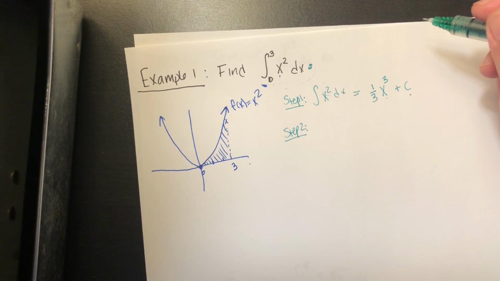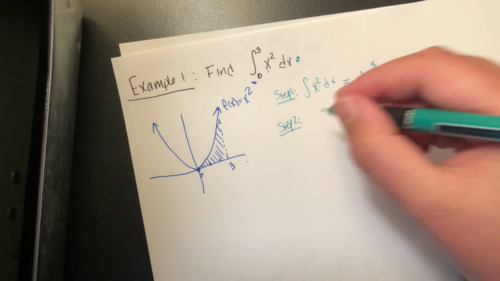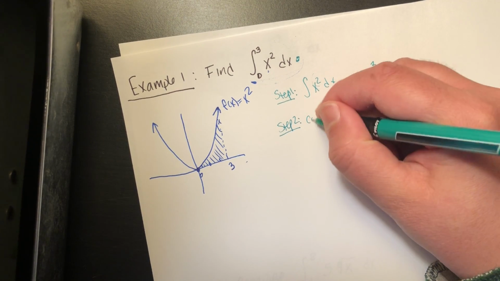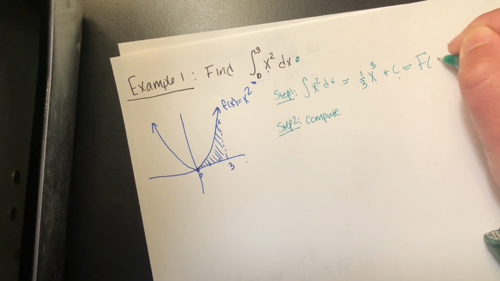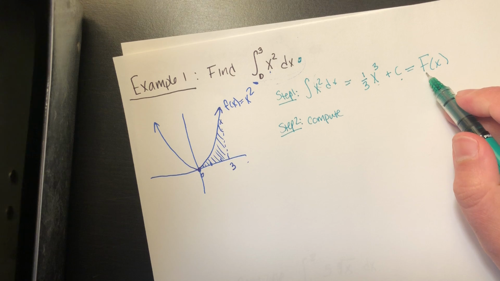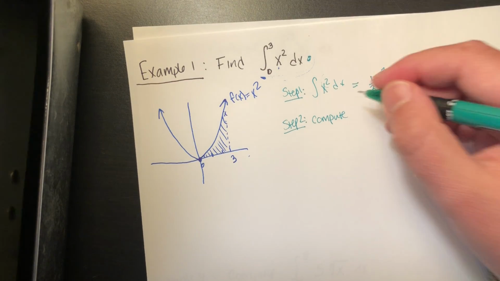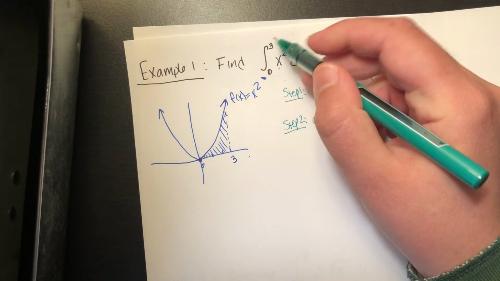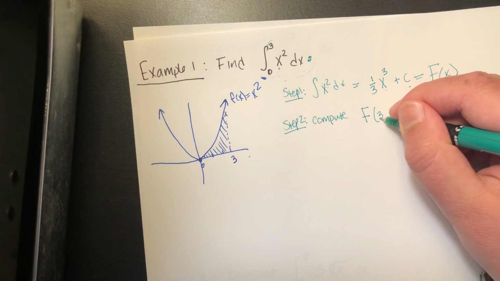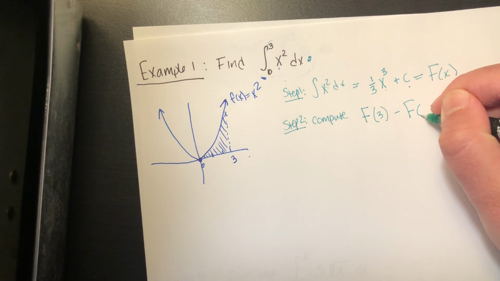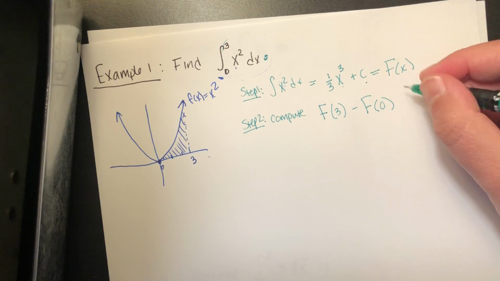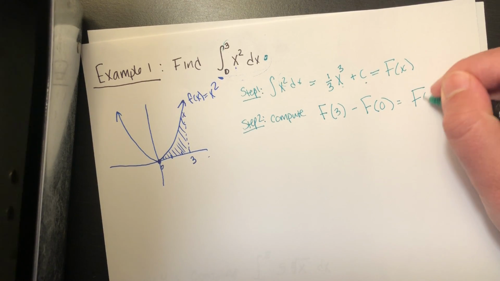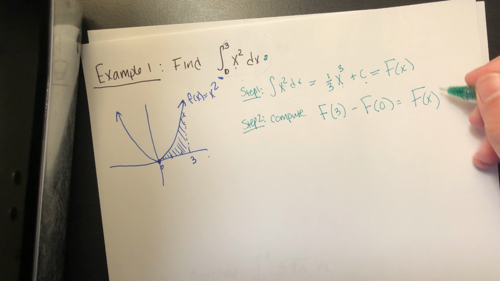Now just as a little bit of notation here, if we wanted to compute, here let's call this our big F of x, right? We use big F to represent the antiderivative. So if we wanted to compute big F of 3 minus big F of 0, we have a shorthand for that, which is just to say big F of x, the antiderivative function of x.